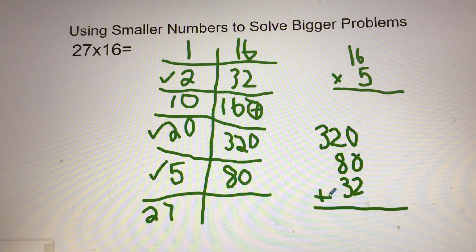When I add all 3 of those numbers up, I get 432, and that is my answer to 27 times 16. And this is how I use smaller numbers to solve bigger problems. On the next slide, I'm going to show us how we can use an area model to do the same exact thing.